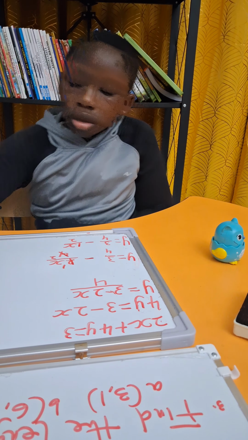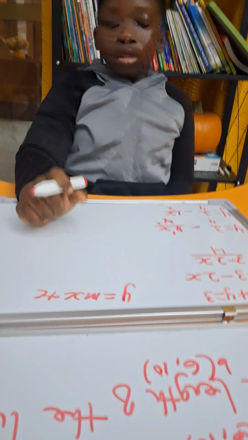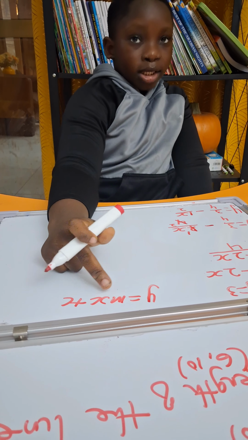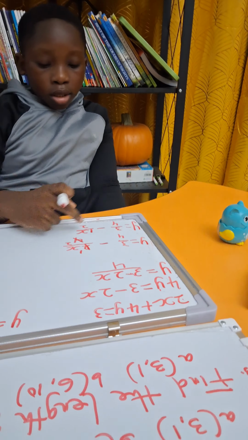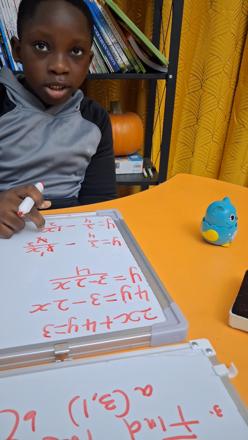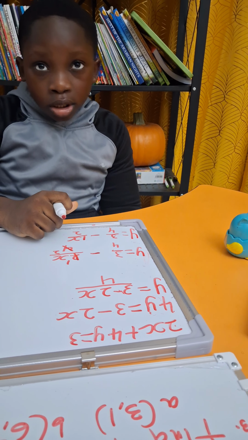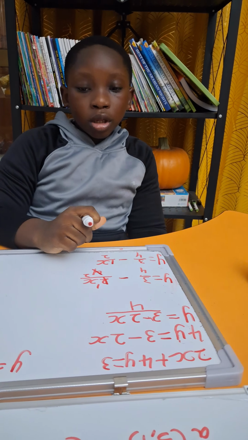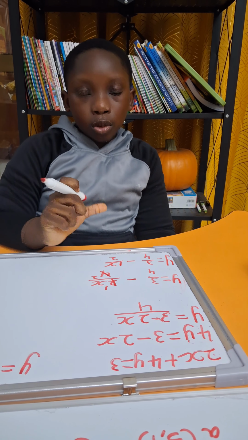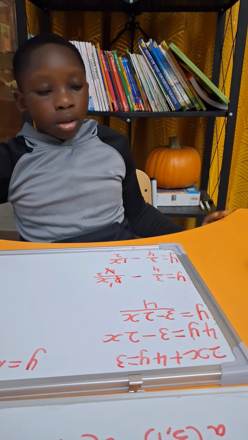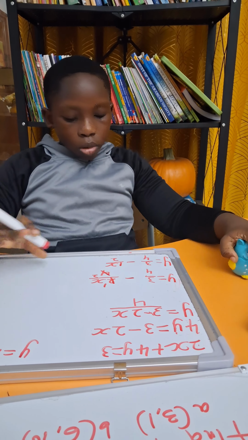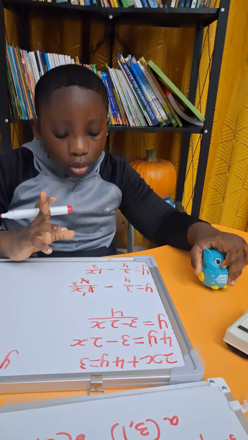Now, in the linear function, we see that m is the gradient with x by its side. And since this negative 1x over 2 has x by its side, that means that it is the gradient for 2x plus 4y equals 3. So what is the gradient in this? Negative 1 over 2x. Good.